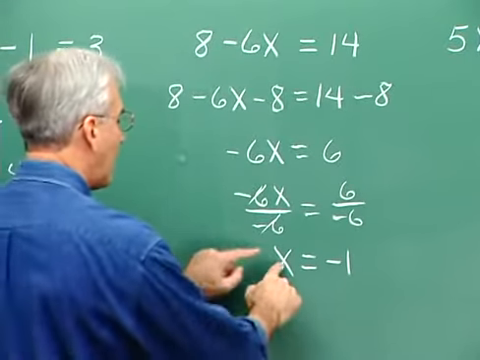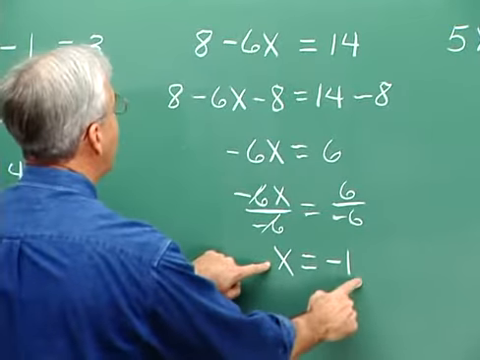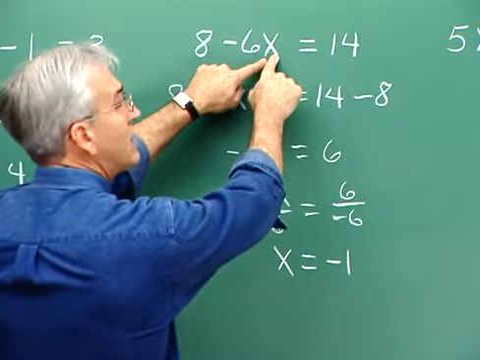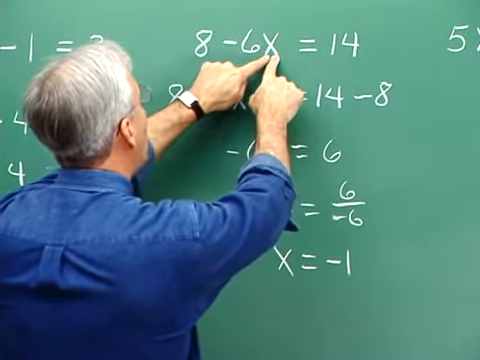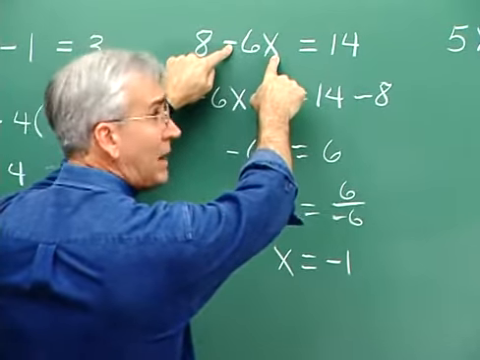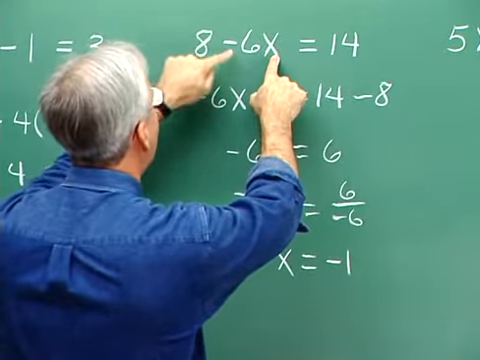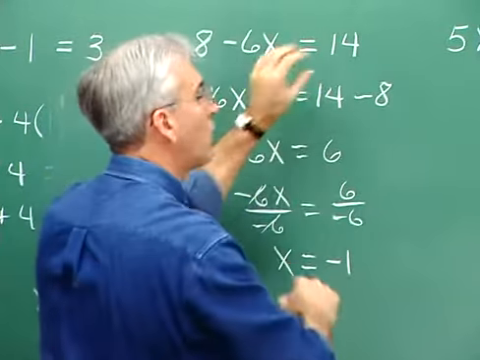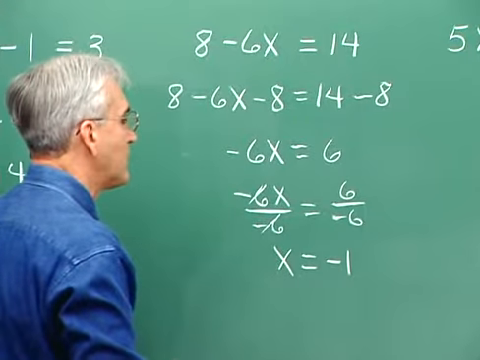Let's check it right quick. If we're saying that x is negative 1, then we replace x with negative 1. We would have negative 1 times negative 6. Oh, that's positive 6. So 8 plus 6, 14. 14 equals 14? Yes. So this is a valid solution.